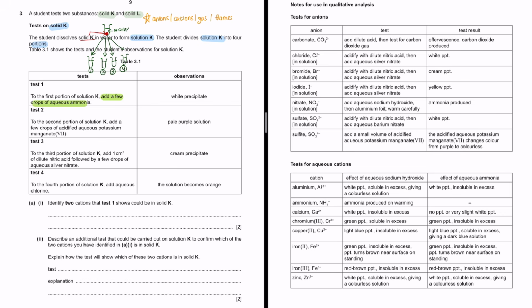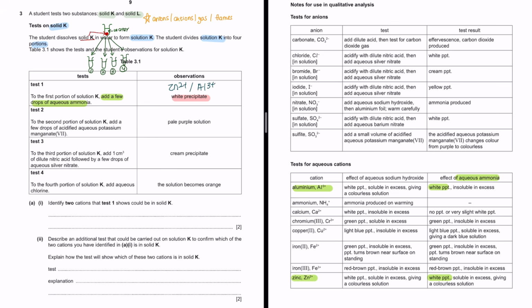Alright, when added a few drops of ammonia, a white precipitate is observed. So this is a test for cations. When added a few drops of aqueous ammonia, white precipitate is observed for aluminium 3+ and also zinc 2+. So this could be zinc 2+ or aluminium 3+.